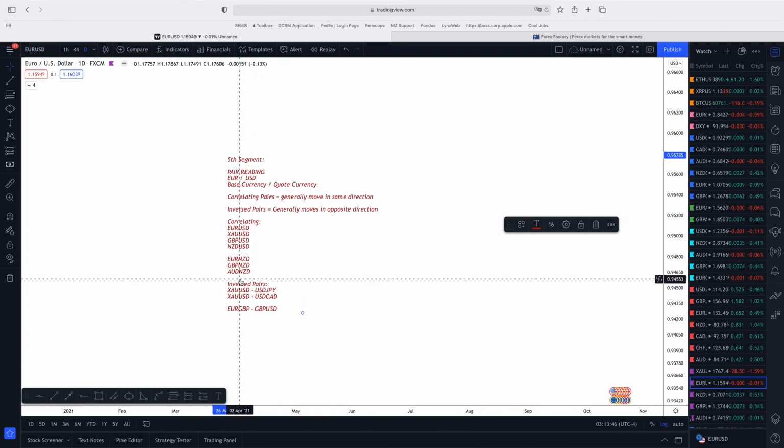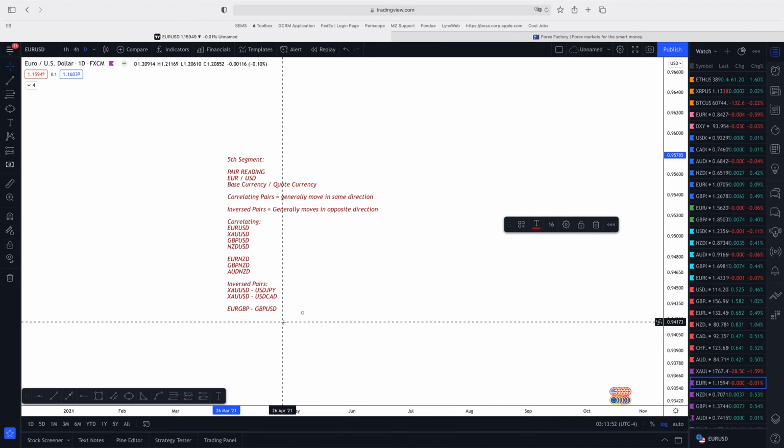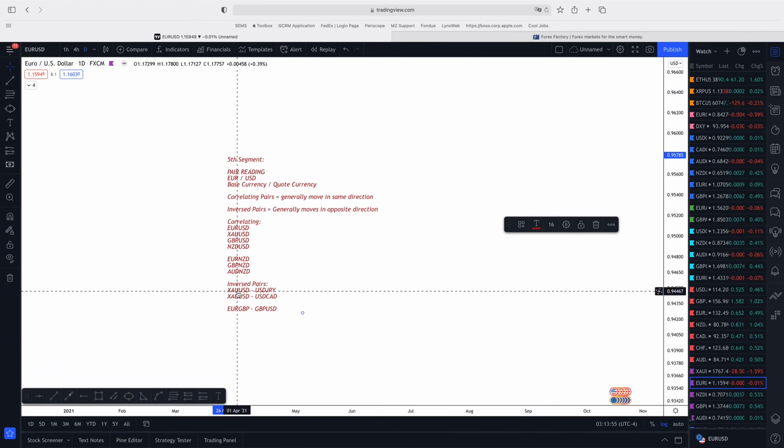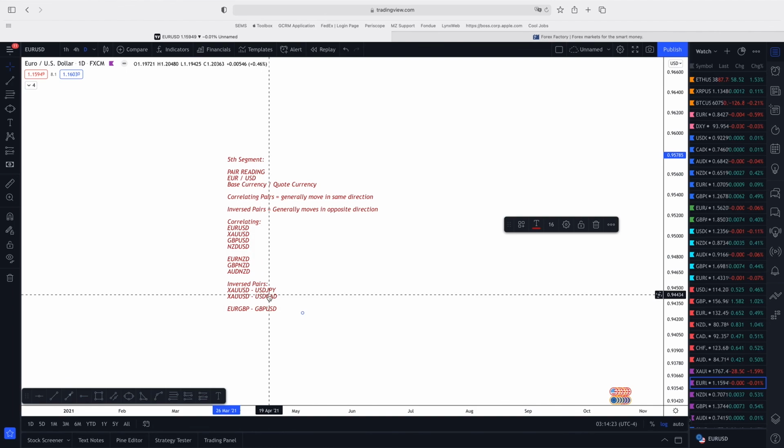So gold, if gold goes up, USD JPY goes down. Why? Do you guys see how in XAU USD, the USD is on the quote side? But for USD JPY, okay, the USD is on the base side. Because they are on different sides, they are inverse. Gold goes up, UJ goes down. Gold goes down, USD CAD goes where? Up. USD CAD and USD JPY, they usually move in the same direction generally.